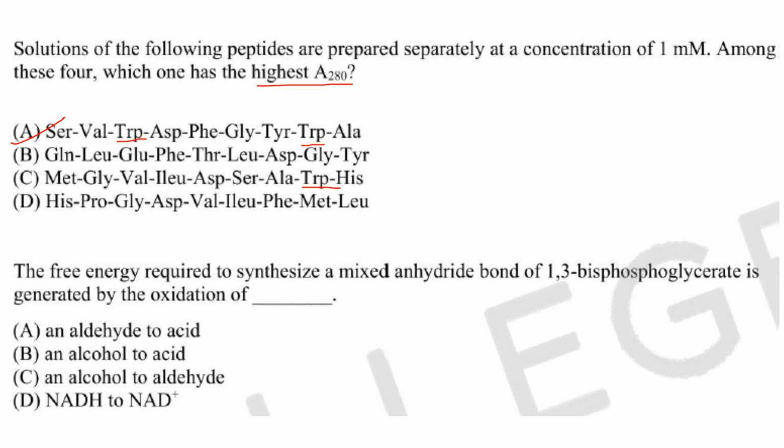So the free energy required to synthesize a mixed anhydride bond of 1,3-bisphosphoglycerate is generated by the oxidation of an aldehyde to acid. Here NAD+ is getting converted to NADH plus H+. So the other options, alcohol to acid, alcohol to aldehyde, are not correct. NADH to NAD+ also is not correct, because in that case energy would be consumed and not generated. So D is also not the right answer.